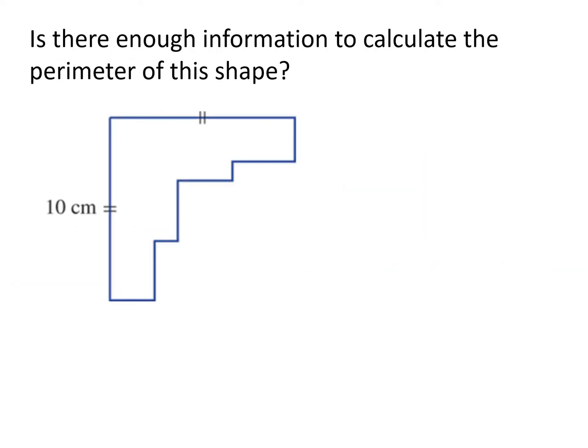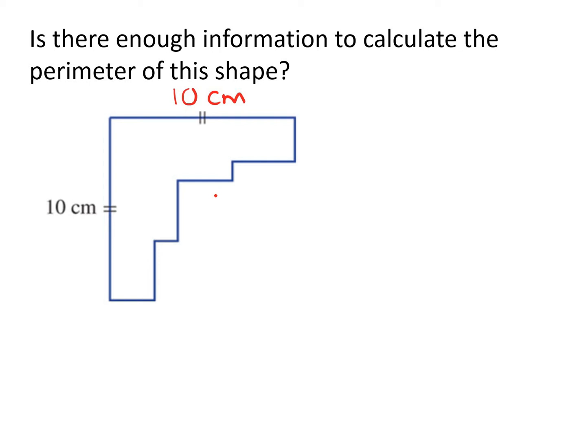Okay, this next shape is really interesting, and the question is, is there enough information to calculate the perimeter of this shape? Okay, so let's have a look here. First of all, I know that this side also has to be 10 centimeters because they're both labeled with those 2 dashes. But now I don't really have any other markings here, and at first glance it looks like maybe I don't have enough information.